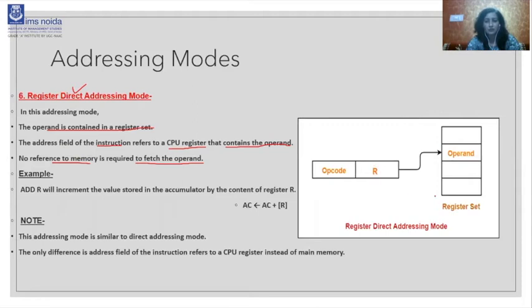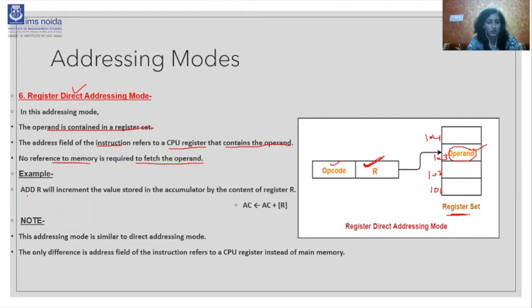Basically, register addressing mode consists of a set of registers. There are various registers, and this is the instruction which consists of the opcode and the address of the register. Suppose these are the addresses 101, 102, 103, 104. These are the various addresses, right? Now suppose this instruction says we have to move to the register set at location 103. So at location 103 the operand is found.